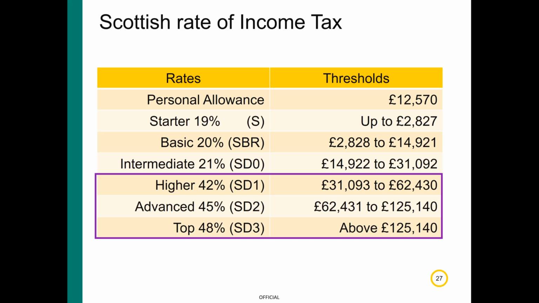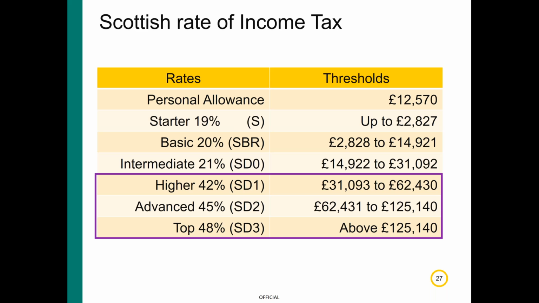As before, you do not get a personal allowance if you earn over £125,140. There is a link in the handouts to rates and thresholds for employers for 2025 to 2026.